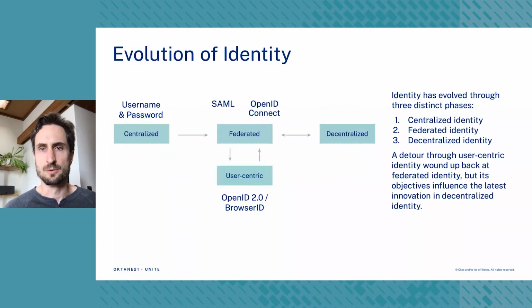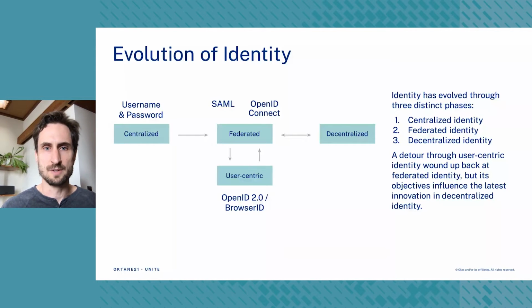Identity has evolved through three distinct phases. First came centralized identity. This was followed by federated identity. Now we are approaching decentralized identity. We are going to talk briefly about each of the first two phases in the following slides, highlighting how they work as well as the problems they create. It's these problems and the desire to solve them that lead to the next phase, decentralized identity.